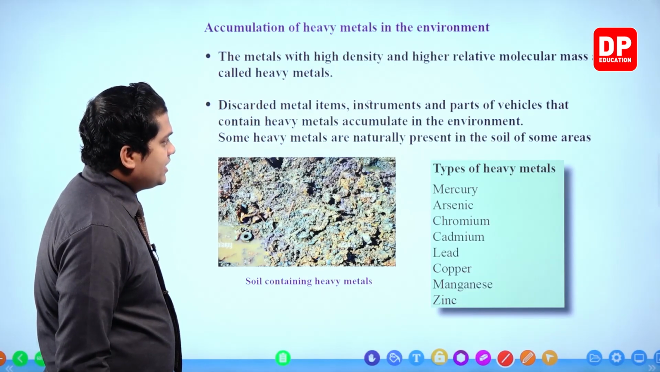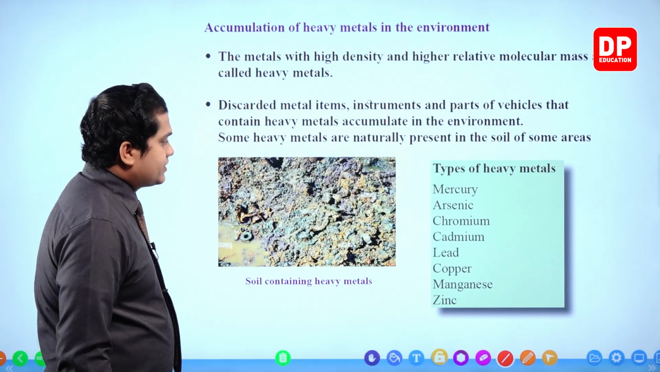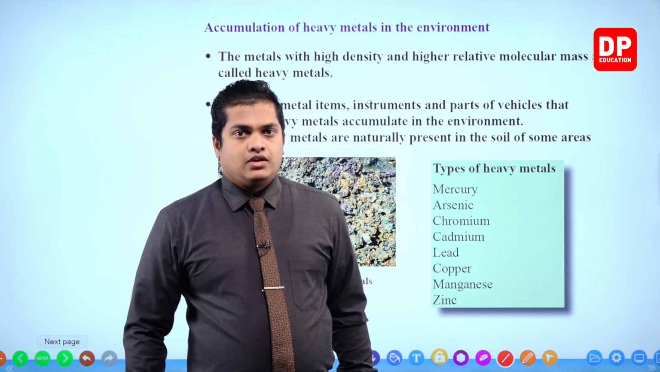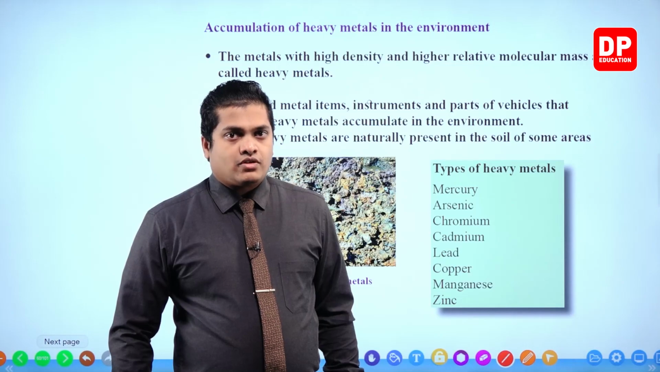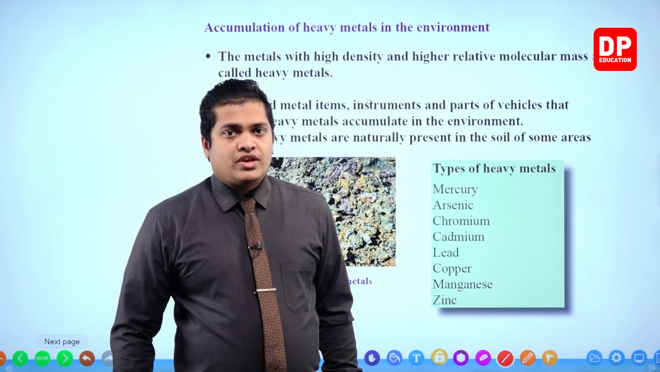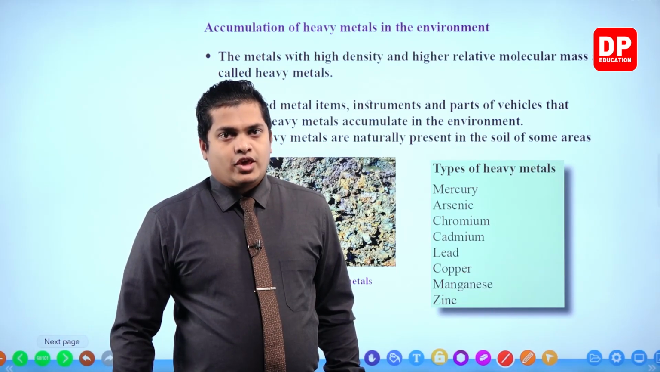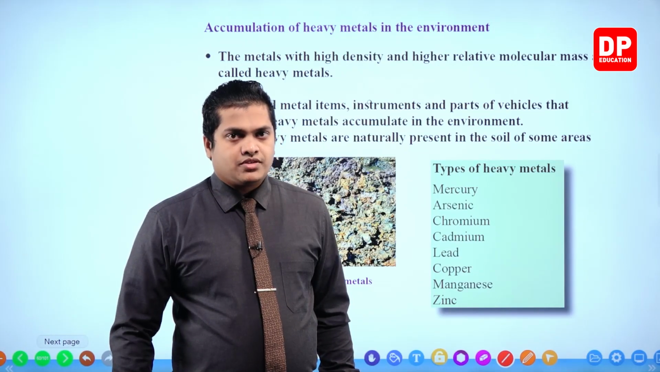Some heavy metals are naturally present in the soil of some areas. So sometimes, my dear children, these heavy metals are naturally found in the soil, but in very small quantities, not in heavy quantities. Heavy quantities of heavy metals are getting exposed to the environment because of human activities, my dear children, right? Humans are the ones mainly responsible for releasing heavy metals to the environment.